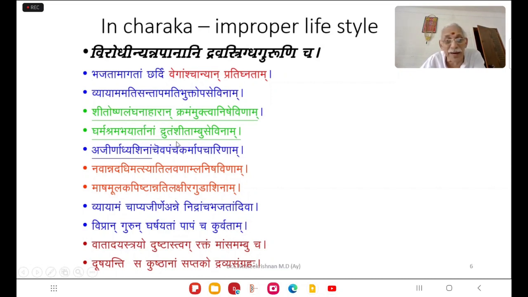Again, Shitoshna Langhana Karma, Bhukta Nishevanam, Karmashrama Bhayartanam, Duram Shitambu Sevinam. This is Acharya's period, when the patients became very sweaty and hot, they would take a bath in the pond or river. And also Shitoshna Langhana Ahara and Kramamukta Nishevanam. That means in the hot climate we are taking cold ice cream and cold juice from the fridge, and in the cold season we are taking hot things.